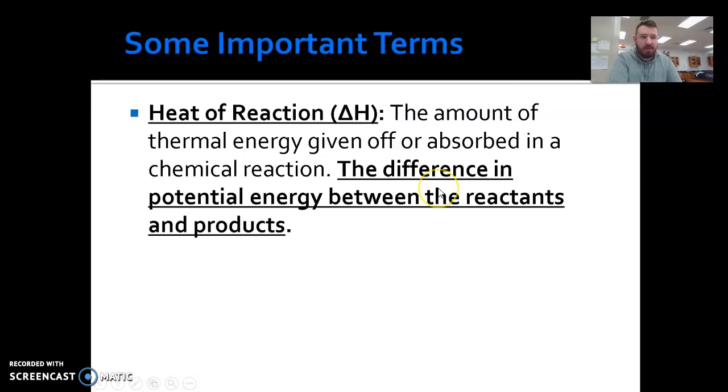All right. So some more important terms when we're talking about reaction diagrams and conservation of energy is the heat of reaction. This triangle might look familiar to you if you took physics class. That means delta, or change in. So this little symbol literally means change in, and the H stands for heat. So change in heat. This is the amount of thermal energy given off or absorbed in a chemical reaction. So however much it's changing. Basically, this is the difference in potential energy between the reactants and the products. So if we were to subtract the potential energy of our reactants and products, that would be our change of heat in the reaction.